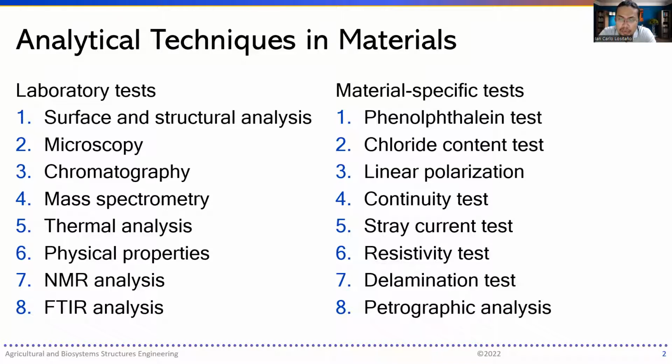Fourth, you have your continuity test, which is for the reinforcing bar or the steel used as reinforcement to the concrete to provide it tensile strength. You have your stray current test, resistivity test, delamination test, and petrographic analysis, which are all for reinforced concrete. Now let's go to each of these tests, proceeding first with the surface and structural analysis for the generic laboratory tests.